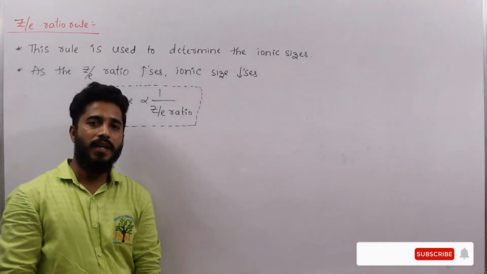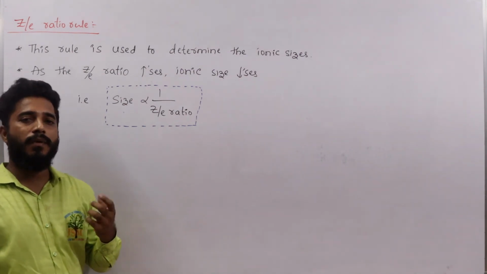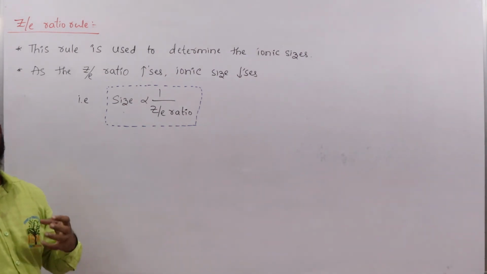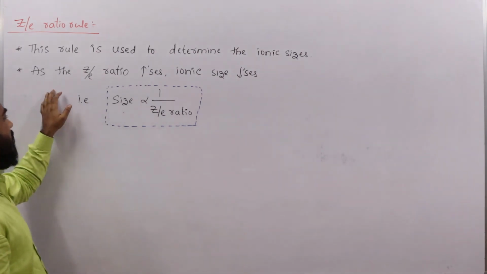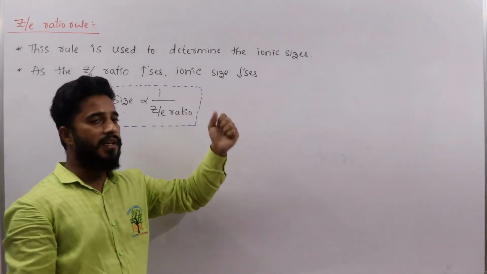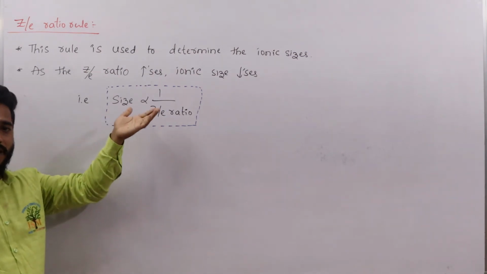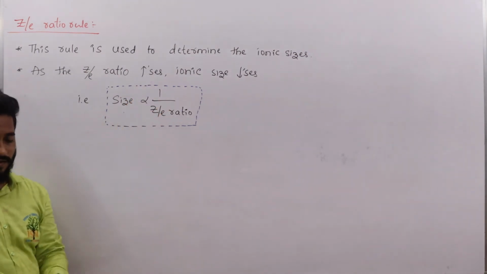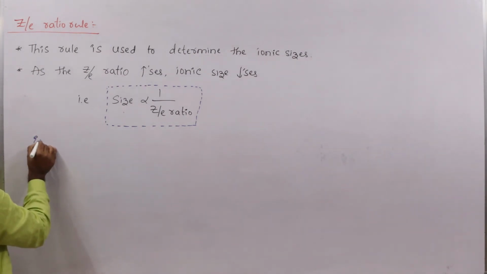Z by E ratio rule. This rule is very important to determine the ionic radius. Here, as the Z by E ratio increases, ionic size or ionic radius decreases. Z by E ratio increases, ionic size decreases. Let us explain this with some examples.